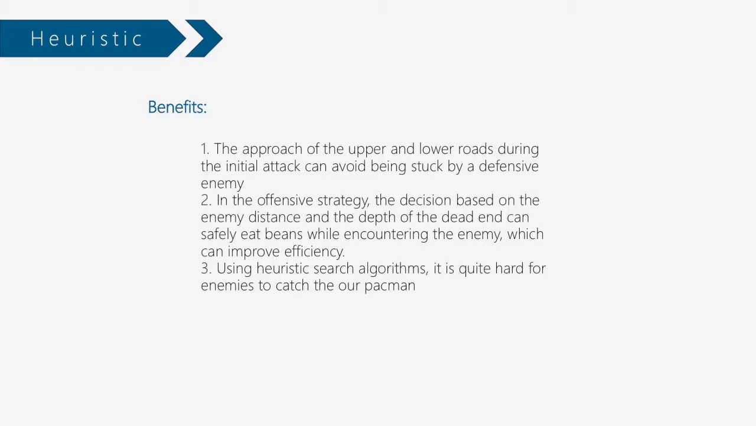The benefits of this strategy: the approach of the upper and lower roads during the initial attack can avoid being stuck by a defensive enemy. In the offensive strategy, the decision based on the enemy distance and the depth of the dead end can safely eat beans while encountering the enemy, which can improve efficiency. Using heuristic search algorithms, it is quite hard for enemies to catch our Pacman.